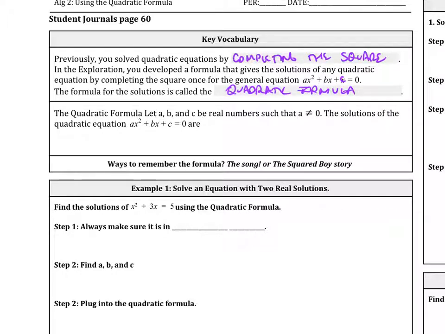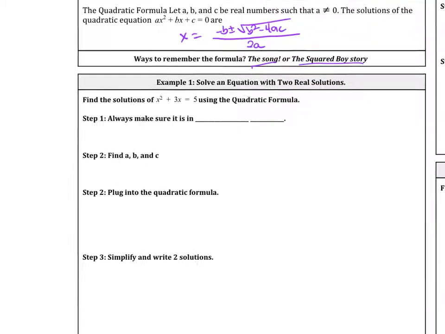The quadratic formula is x equals negative b plus or minus the square root of b squared minus 4 times a times c, and that's all over 2a. So there's different ways to remember it. You can look up the song or look up the Squared Boy story. Just Google it, if you need help in memorizing this formula.